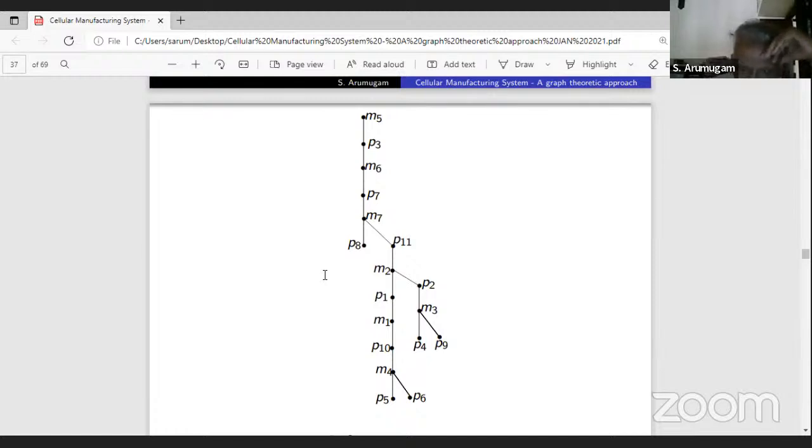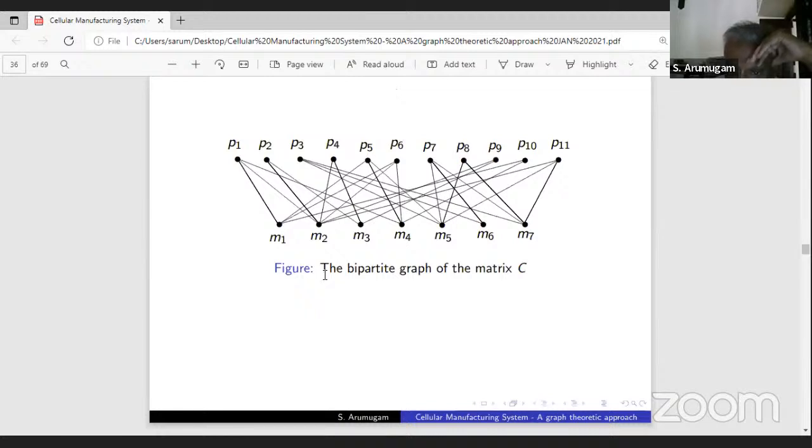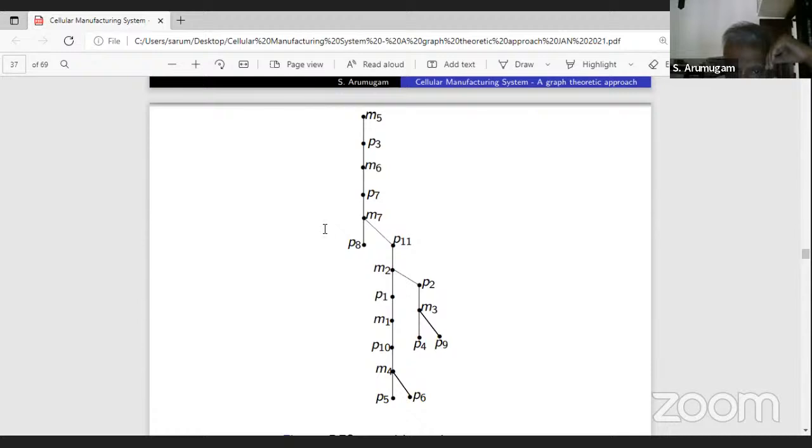For example, I take P11. Let me see. I look at neighbors of P11. P11 has neighbors M7, M5, M2. Therefore, you see, P11, M7 is within the component. P11, M2 is within a component.